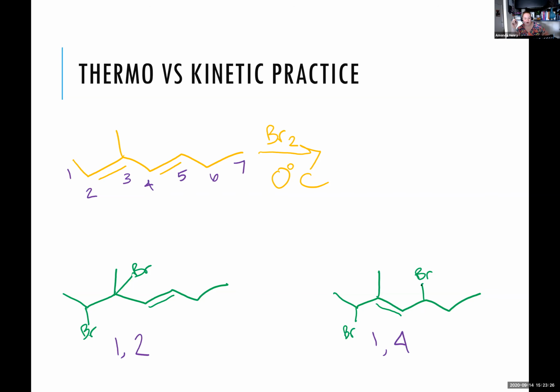So when we look at the 1,2, we're always going to add it to just a double bond, ignoring the other double bond. And when we do the 1,4, we're going to add it to the first and the last of our conjugated system, and the double bond moves to the middle.